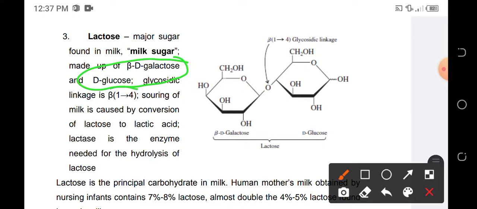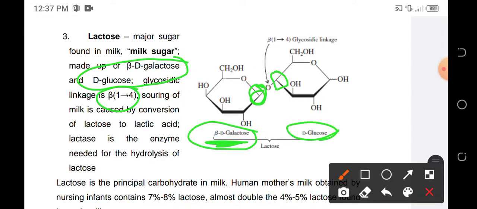So, for lactose, ang galactose at ang glucose ay magkasama. Okay, so ang kanyang glycosidic linkage is beta 1 to 4 because if this is beta D-galactose, so the hydrogen in the hydroxyl of the first carbon atom of the beta D-galactose will react with the hydroxyl on the fourth carbon atom of the D-glucose. So, a beta 1 to 4 glycosidic linkage will be formed. And of course, after the reaction, meron pa rin tayong side product na water. Okay?